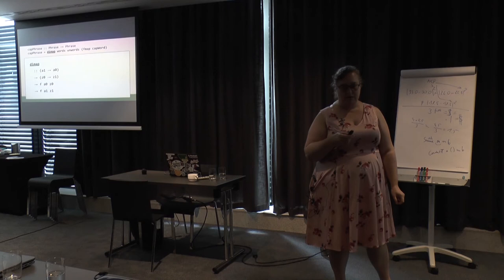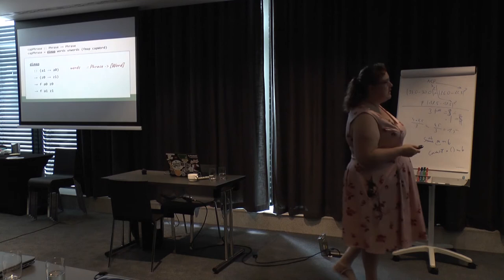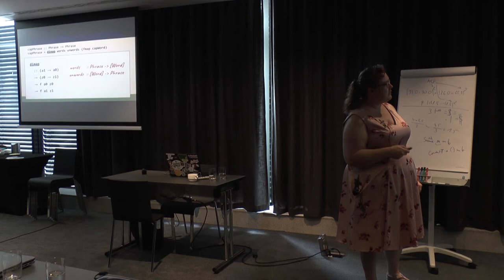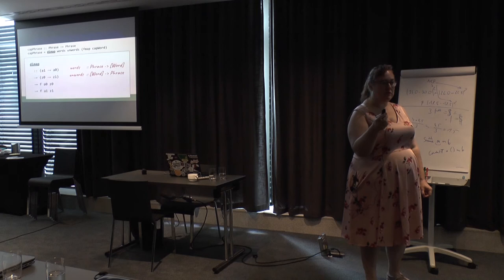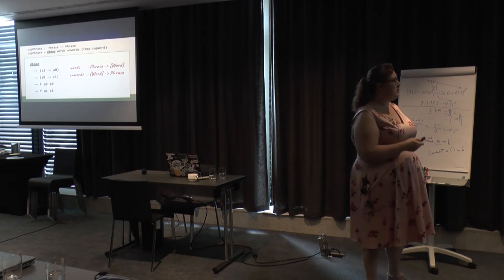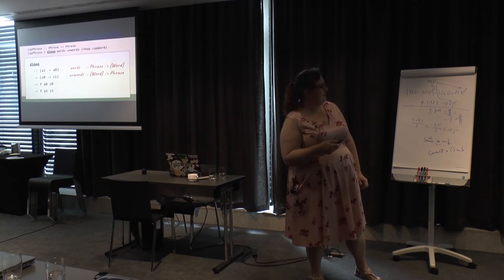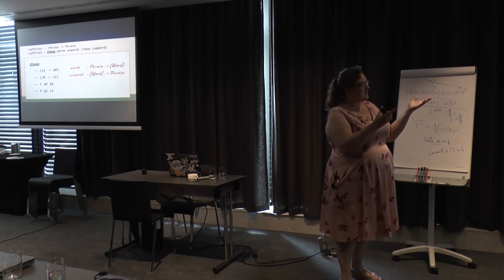Our F, our A1 to A0, is words, which goes from phrase to a list of word. Our G, Z0 to Z1, goes from a list of words to a phrase. So we've gone forwards and backwards, words to unwords. In case you were curious, these are not isomorphic because we'll lose spaces if there are extra spaces in the phrase. But we'll go from a phrase to a list of word and then back to a phrase with the composition of these two functions.